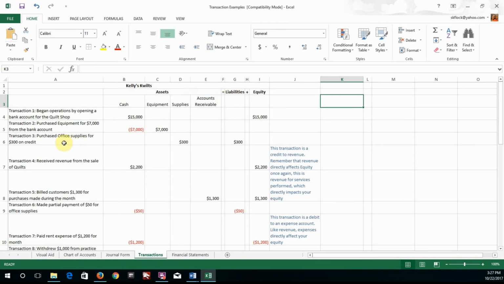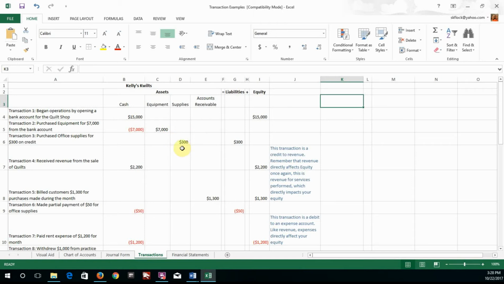On the third transaction, we purchased office supplies for $300 on credit. In this instance, we're treating our office supplies as assets until we use them. So these are not going to be expenditures. Now, some companies might treat office supplies as expenditures. They don't post them to their assets and then reduce the asset and post the expense as they're used. They go ahead and expense them right away. But in your accounting classes, whenever you're looking at supplies, most likely you're going to see them listed as assets. So treat them as such.